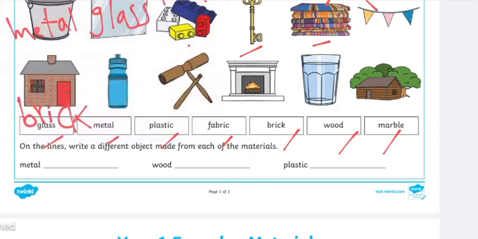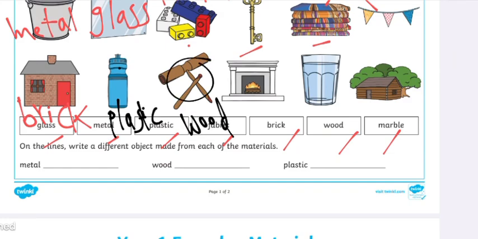The brick. Brick. The bottle or the flask? Plastic. This one? Wood. Wood. The fireplace? Brick, wood, or marble? Marble. Remember the stone? It looks like marble.